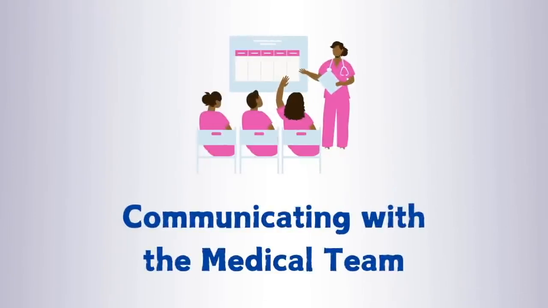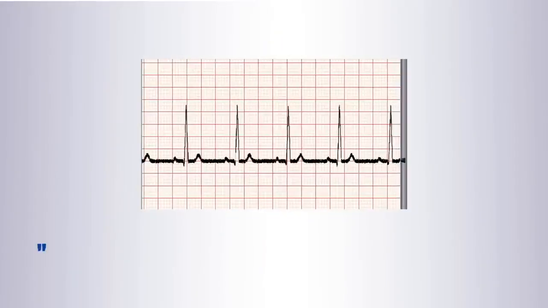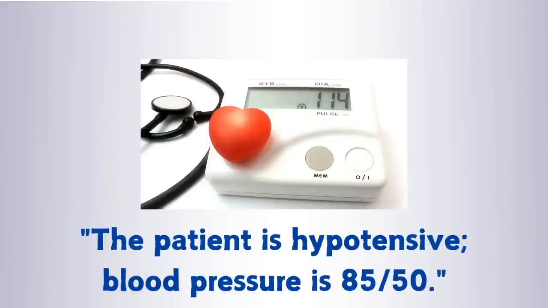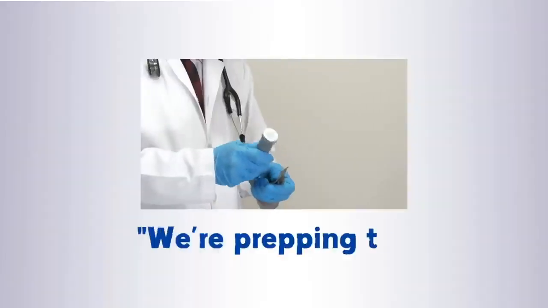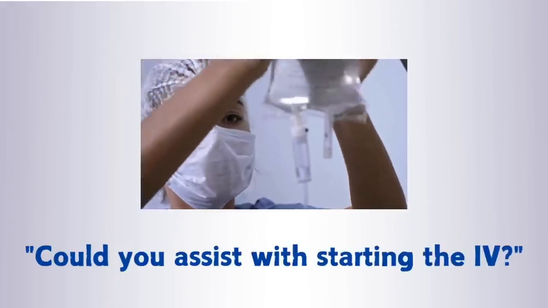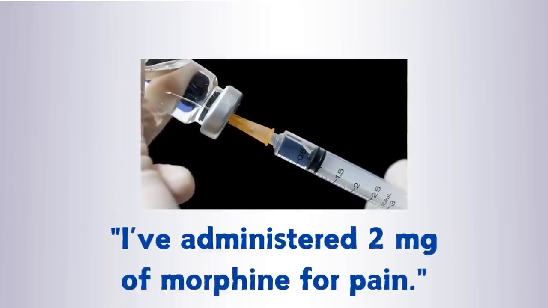Clear communication with the medical team is essential to providing effective care. Here are phrases that nurses use to communicate with doctors and other healthcare professionals in emergency situations. The patient is experiencing severe chest pain. We need to order an urgent EKG. The patient is hypotensive. Blood pressure is 85/50. We're prepping the patient for intubation. Could you assist with starting the IV? I've administered 2 milligrams of morphine for pain.